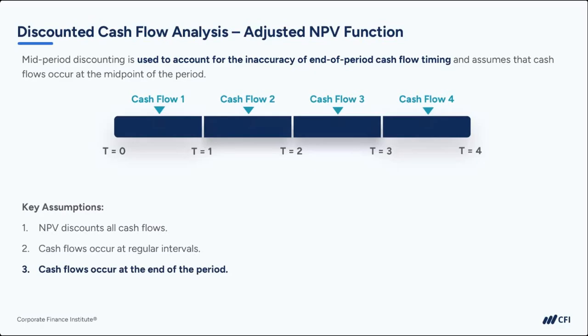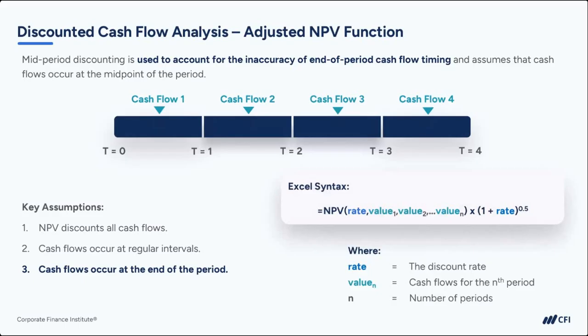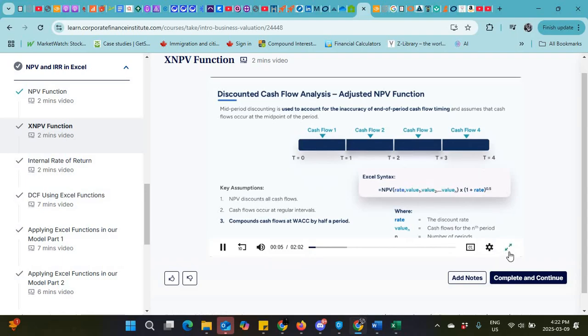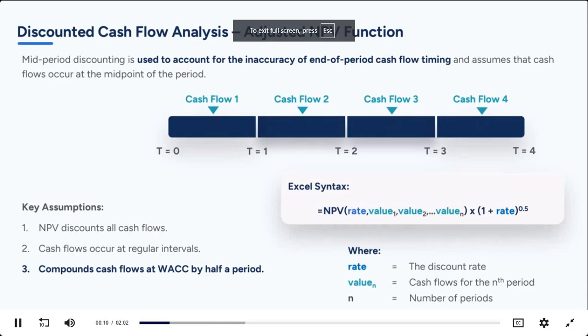To apply mid-period discounting using the NPV function, multiply the NPV by 1 plus the discount rate, with that taken to the power of 0.5 or half a year. So basically, we compound the cash flows forward by half a period. This is equivalent to discounting the cash flows at the middle of the year. We've seen how to use the NPV function with and without mid-period discounting to calculate net present value in Excel.